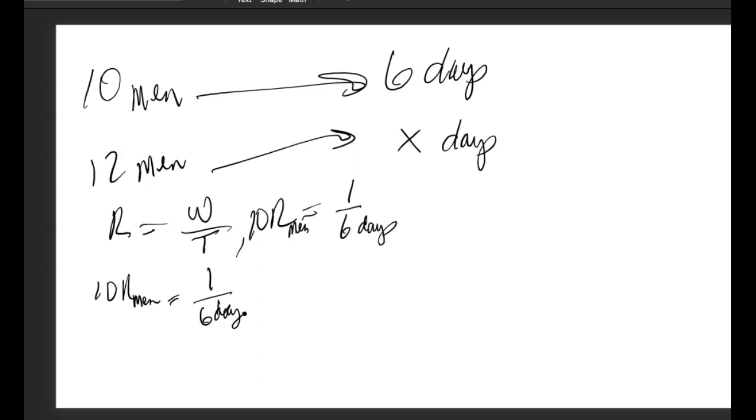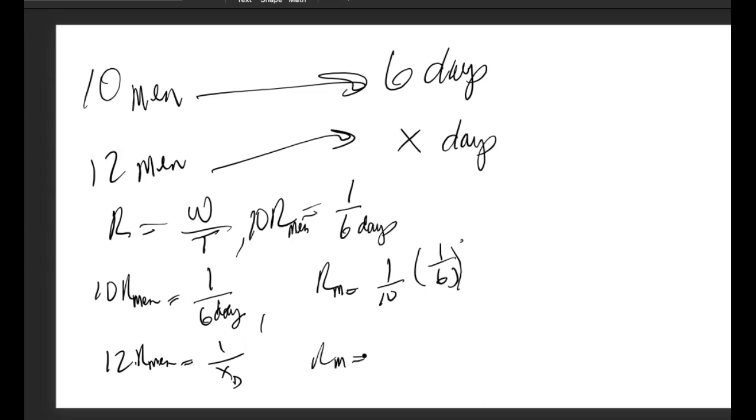The next rate says, right here, 12 men per X days. 12 men times R, the rate, is equal to 1 over X days. Okay. So you divide through by 10, you get the rate for men is equal to 1 over 10 times 1 over 6. And then the rate here for men, you get 1 over 12 times 1 over X days.